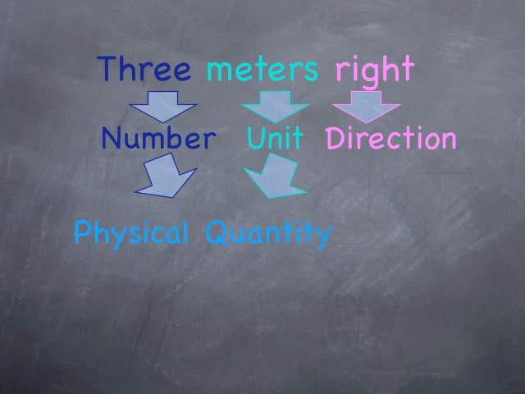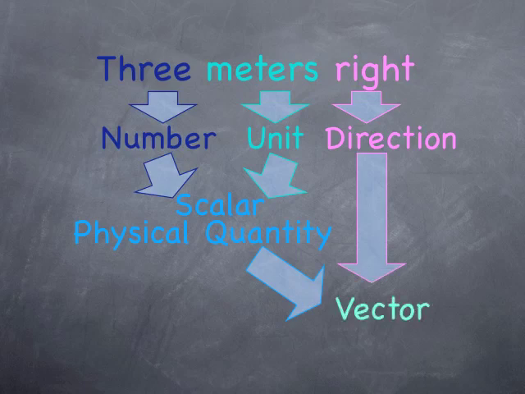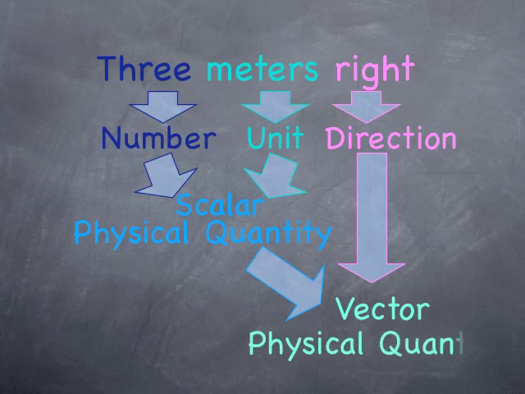Examples of physical quantities are 10 seconds, 5 kilograms, and 3 meters. None of these physical quantities have directions, so we call them scalar physical quantities. If we add a direction to a scalar, then we have a vector. A vector is just a number or magnitude with a direction. In physics, the unit will also be involved, so we have a vector physical quantity, like 3 meters right.